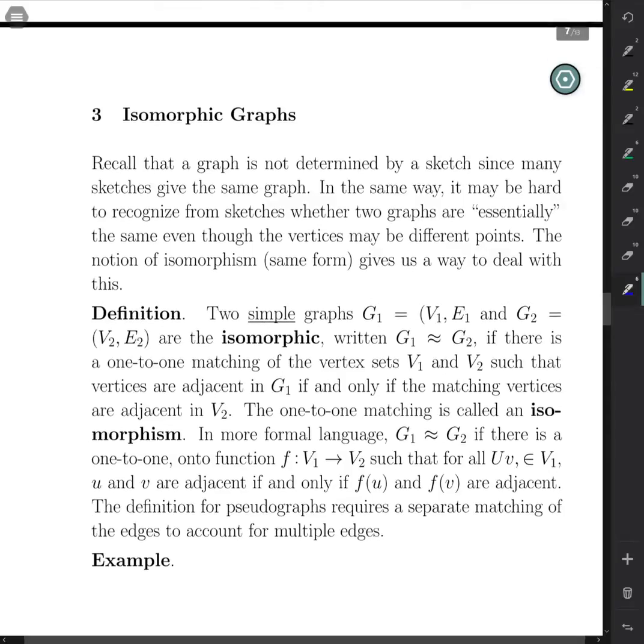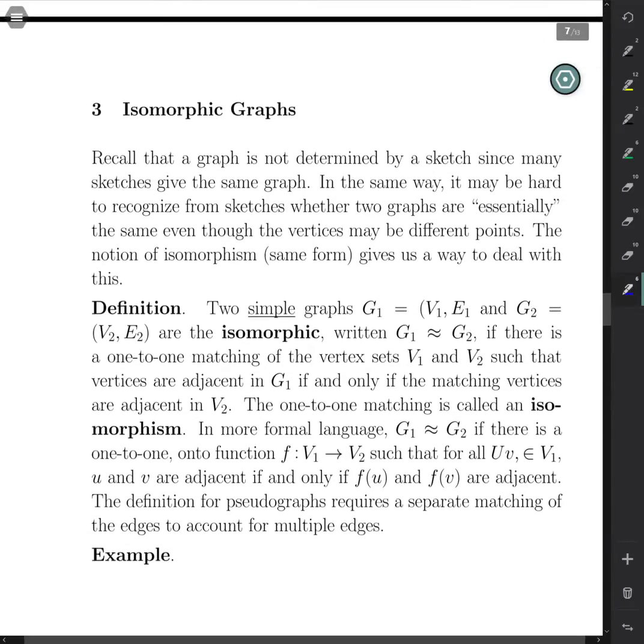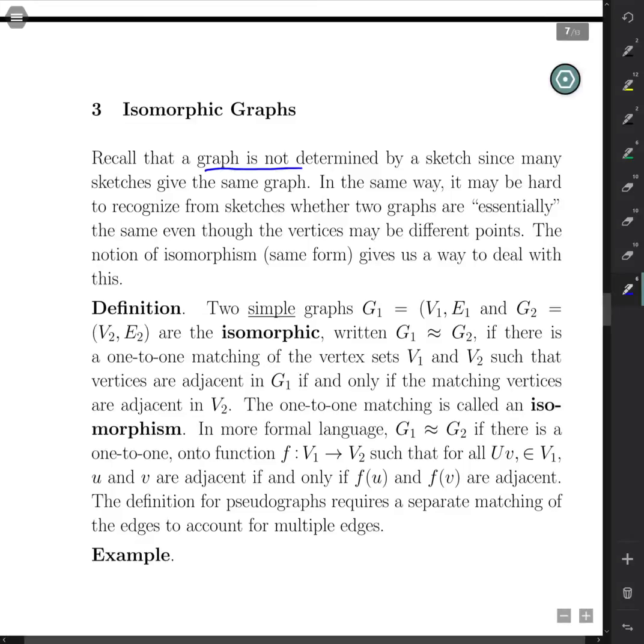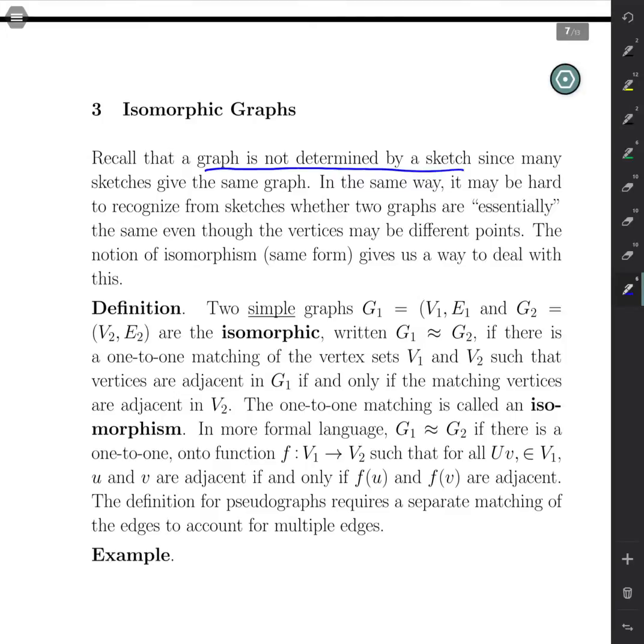This leads us into one of our big topics, isomorphic graphs. The notion of isomorphism is capturing what are the essential components of a graph, the essential features of a graph. As again we've said, a graph is not determined by a sketch. There are many sketches for a given graph. So we want to know what it is about a graph that distinguishes it from other graphs so that we can compare two graphs and say whether they're really the same or not.